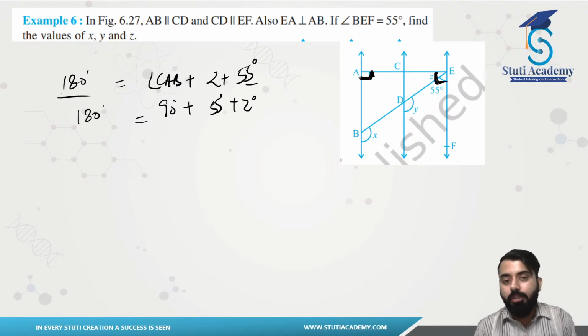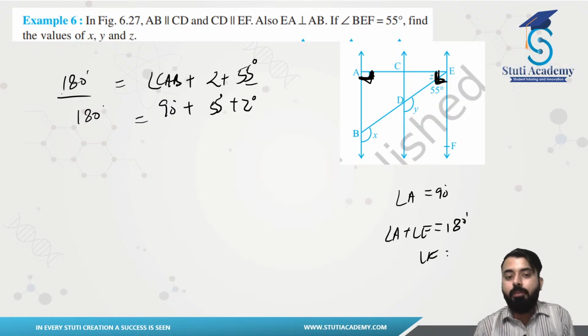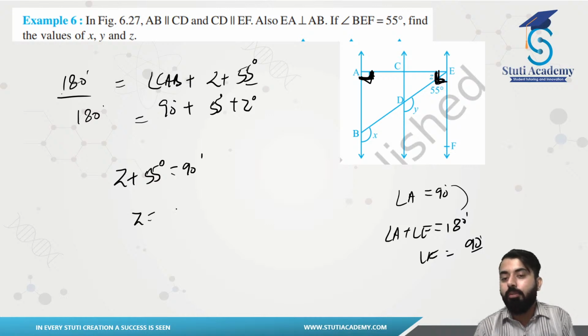Or you can do what? You know this is 90 and both of them are 180. So these two have to be 90, right? See, if angle A is 90 and I know angle A plus angle E has to be 180, then angle E itself will be what? It will be 180 minus 90. That means 90 degrees. Or you can do this one. Z plus 55 will be equal to 90 degrees. Z will be what? You can just solve this one. This will be 35. So Z will be 35.